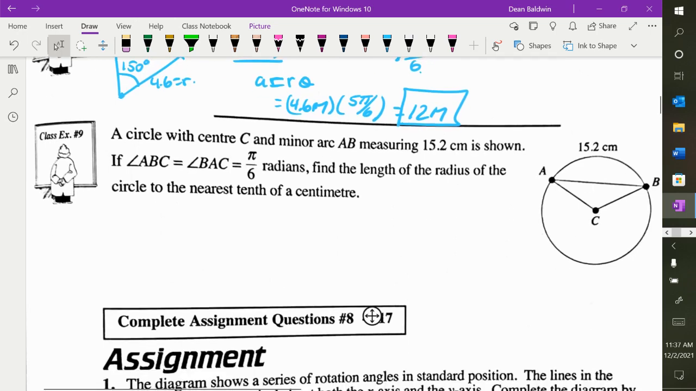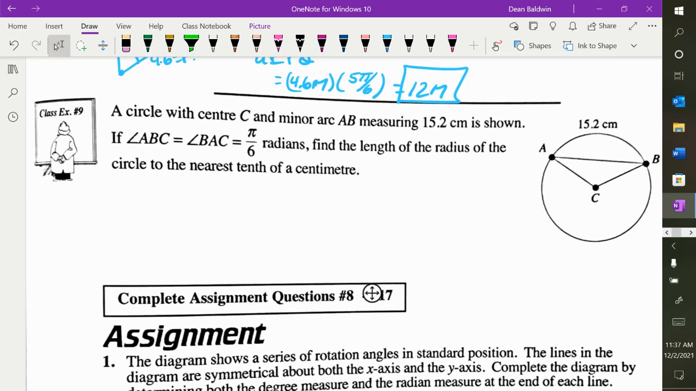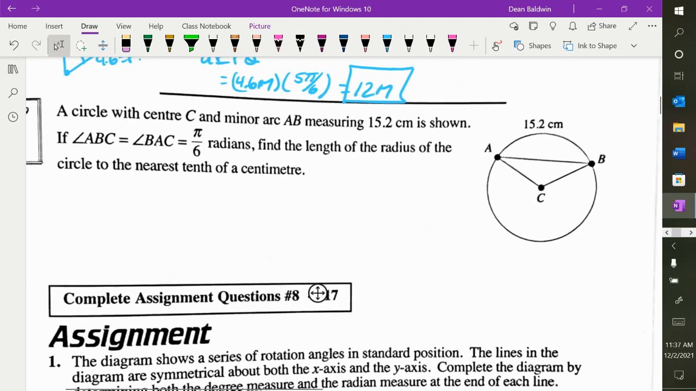Okay, here we go. A circle with center C and minor arc AB. Ooh, minor arc. This is minor arc AB. Is shown if angle ABC equals angle BAC equals pi over 6 rads, find the length of the radius of the circle to the nearest tenth of a centimeter. Okay. When they list these 3 letters in a row and say angle ABC, what angle are they actually talking about? The middle one, right? It's angle A to B to C. This is the angle. And so when they say BAC, they're talking about this angle.